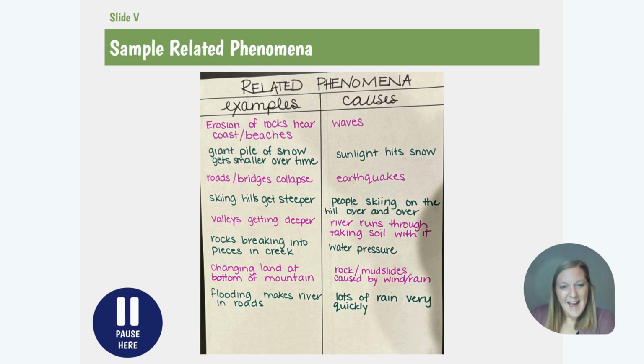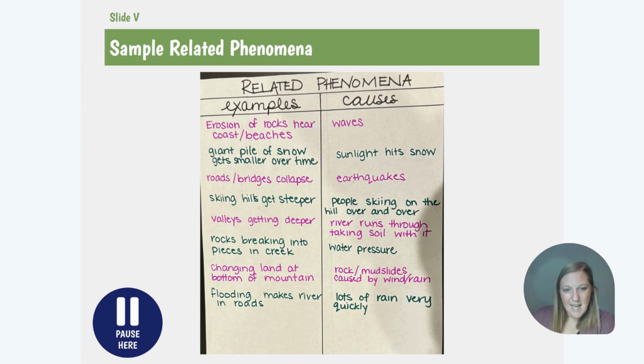They're talking about how a giant pile of snow gets smaller over time. We used to have a big pile of snow pushed right up into our yard when I was little. And it took a really long time for it to get smaller. But I think, similarly to what this class is thinking, that maybe the sunlight had something to do with it. So the sunlight hit the snow and caused it to melt. They also mentioned maybe roads or bridges collapsing, and that could be caused by earthquakes.